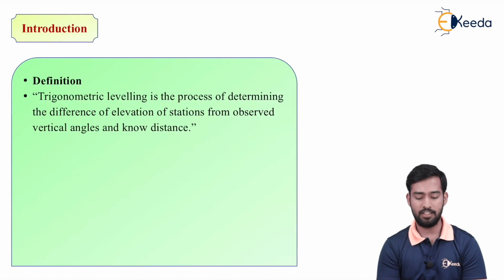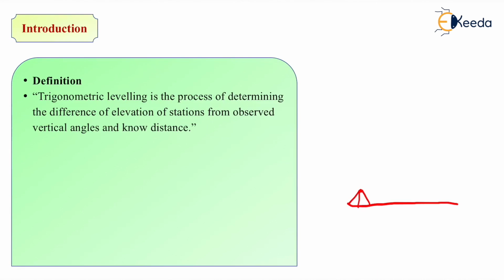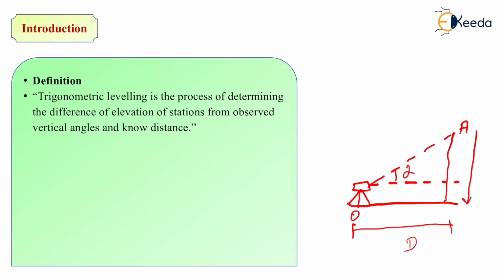Trigonometric leveling is the process of determining the difference of elevation of stations from observed vertical angles and known distance. So we are using angle and distance to calculate the height from a single point. For example, if you can see over here, you have set up the instrument at a given point. Now, after knowing the vertical angle of this point and the horizontal distance, we'll find out the vertical height of that particular point. So in trigonometry, we find the elevation by using angle and distance.